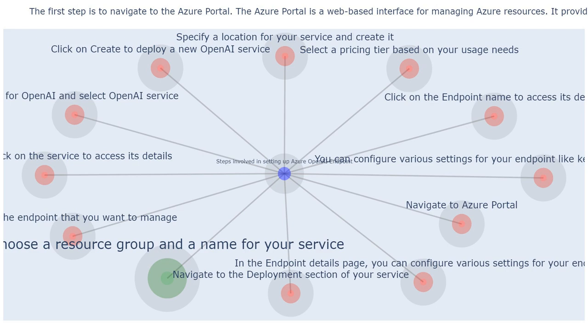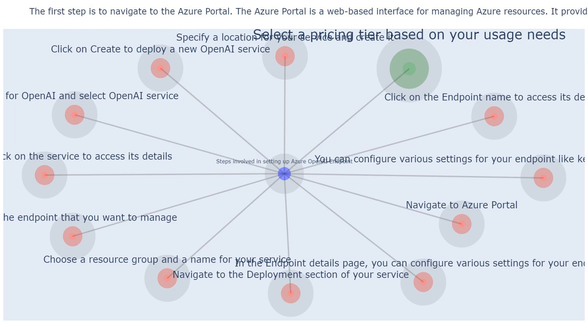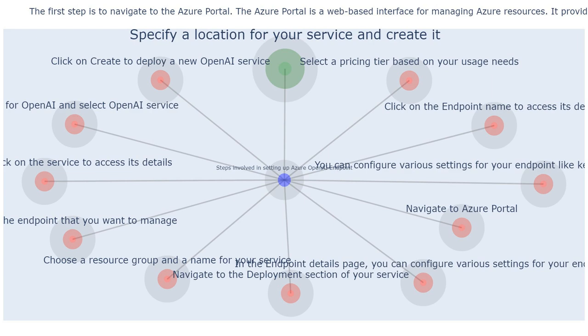A resource group is a logical container for Azure resources, and choosing a name helps you to organize and manage your Azure resources. Now, select a pricing tier based on your usage needs. The pricing tiers for Azure OpenAI service are based on the number of tokens you will be using. You will need to choose a tier that is appropriate for your expected usage. Specify a location for your service and create it.